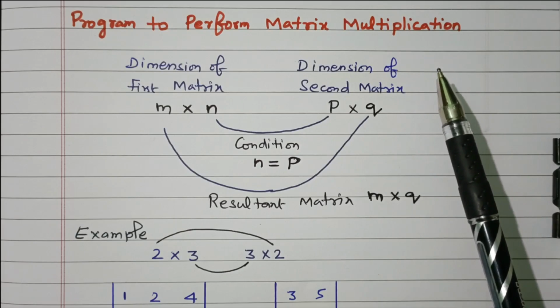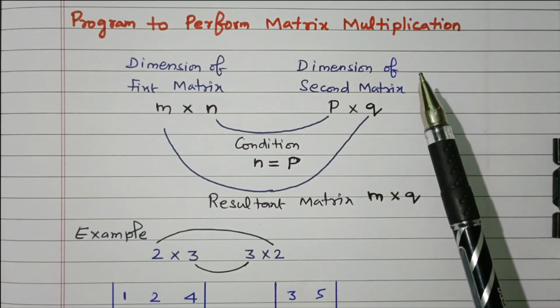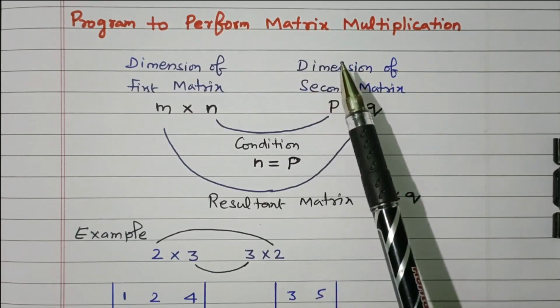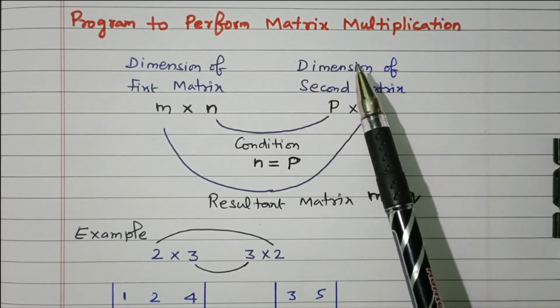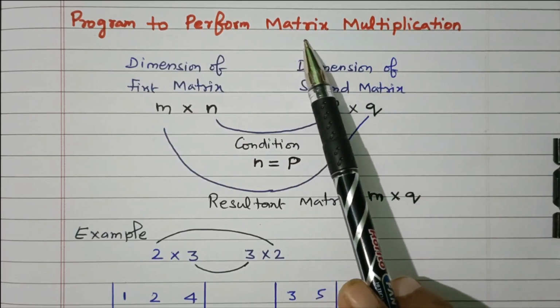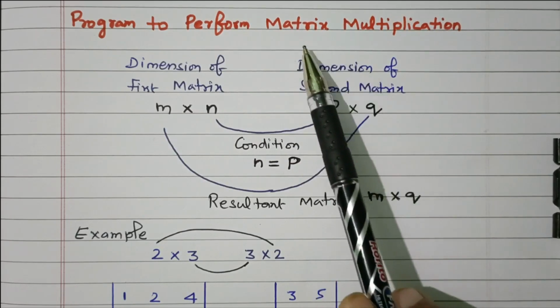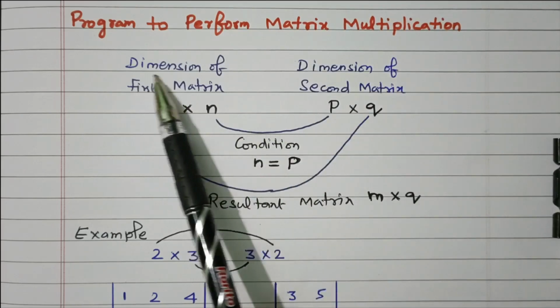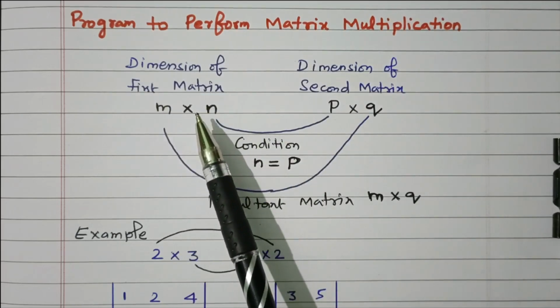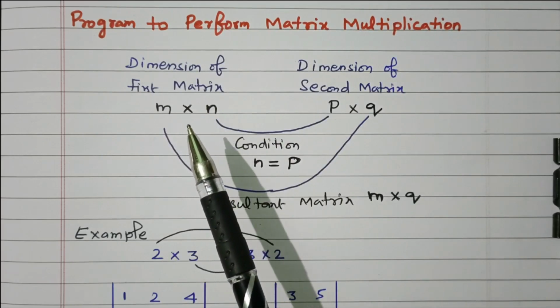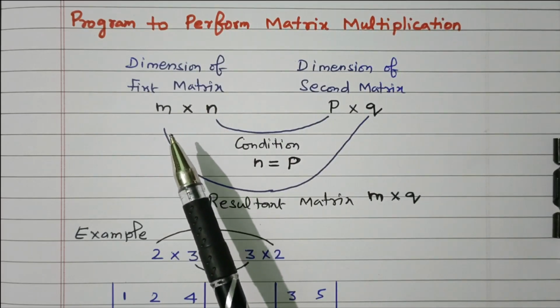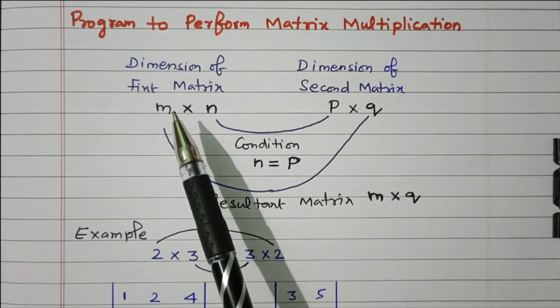A two-dimensional array is a collection of data having two sizes, row size and column size. That is nothing but a matrix. So we need to use a two-dimensional array in order to store the matrix elements. Now we'll see what matrix multiplication is. We'll see the dimension of the first matrix. Some conditions are available, and based on the condition only can we perform the matrix multiplication.